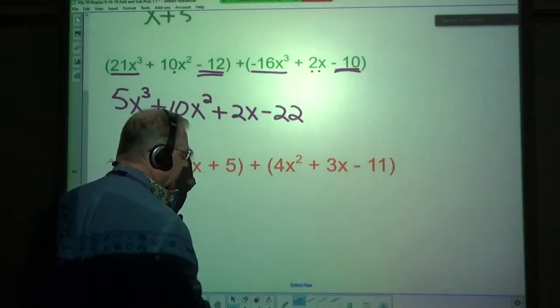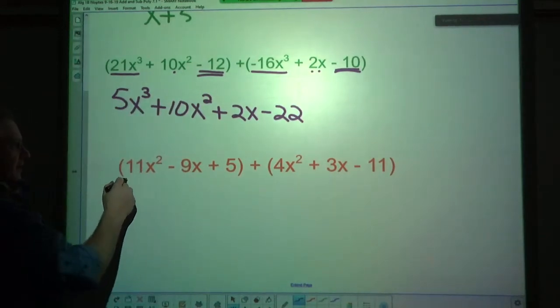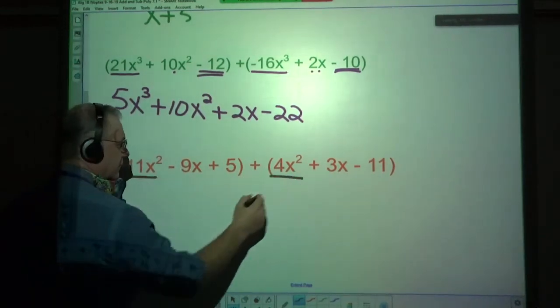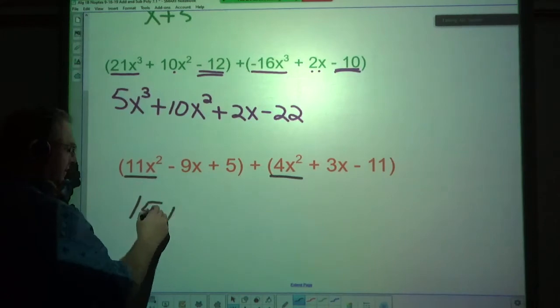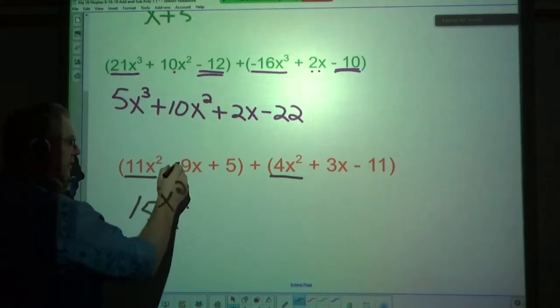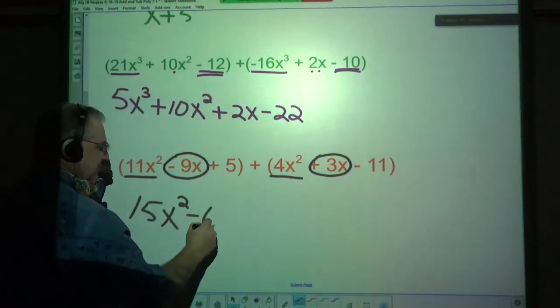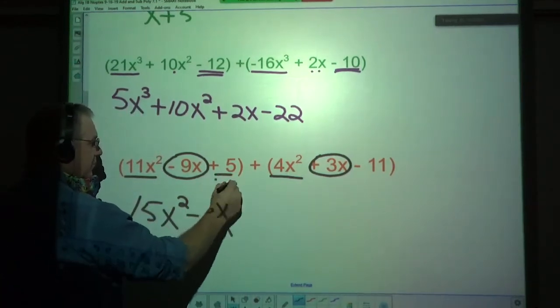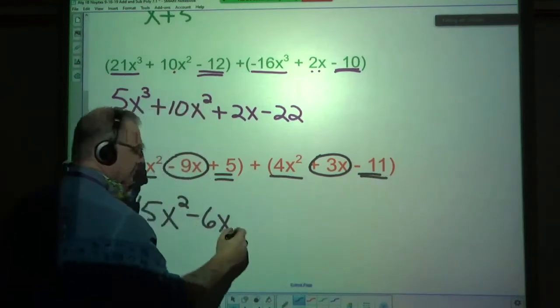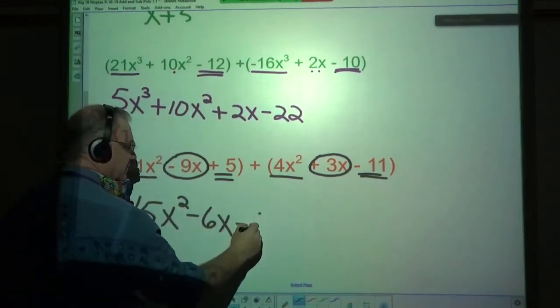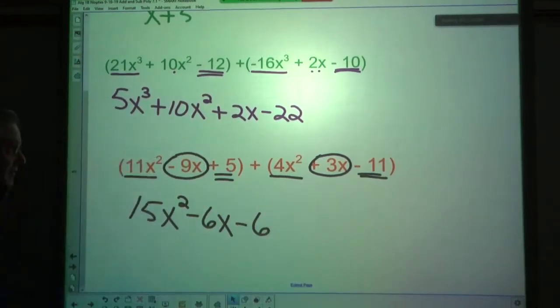Now I'm going to work on the bottom here. 11x squared and 4x squared is 15x squared. -9x and +3x make -6x. And +5 and -11 make -6. There's your answers here. I'll come back to this if you need more time for writing.